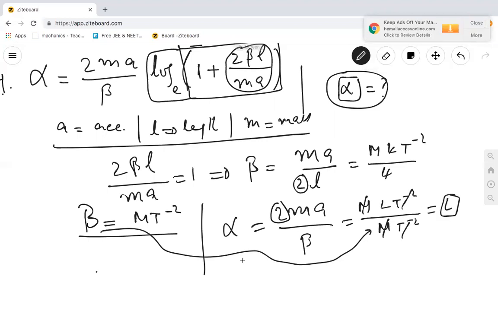In fact, he has also asked what is the unit of alpha. I'm not giving you that answer, but if you want the answer for alpha unit, it is meter, because it is L finally.